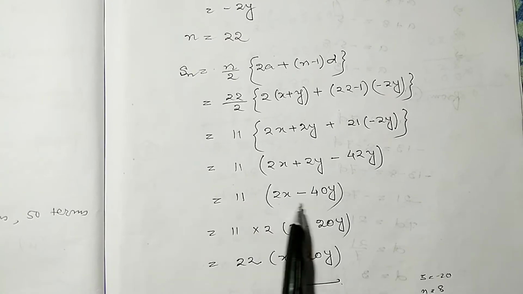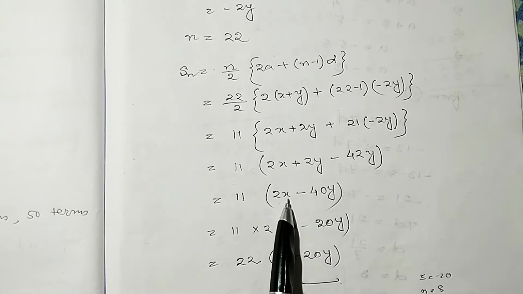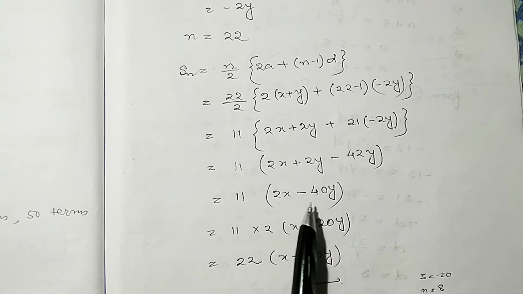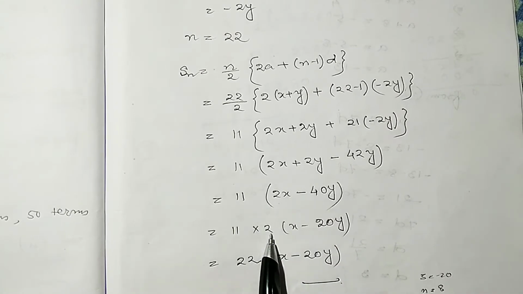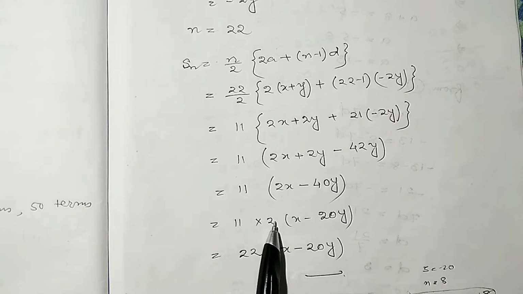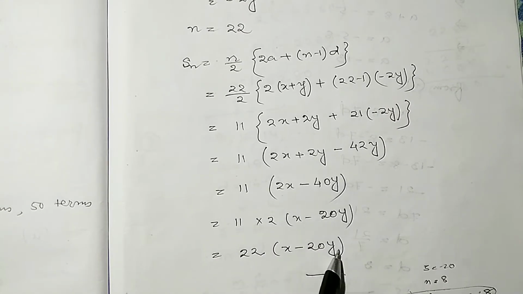So 11, from here I have taken 2 common. We are left with x minus 20y, because 20 twos are 40. From these two terms I have taken 2 common, and we are left with x minus 20y. Now 11 into 2 is 22, into x minus 20y.